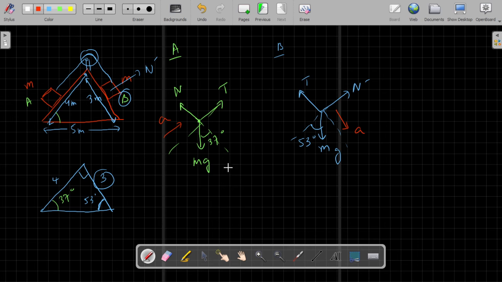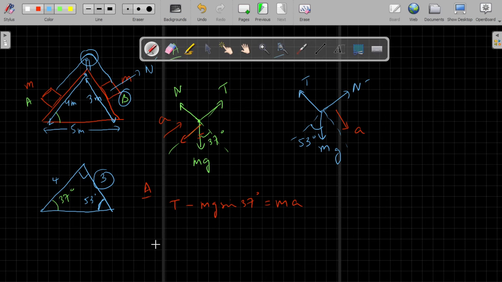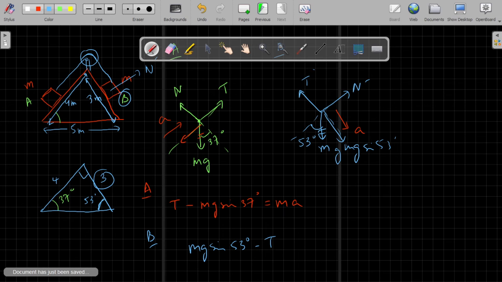So in this particular case, if I have to draw the equations, we draw the equation in the direction of acceleration. For A, tension minus the component of mg in this direction, which is mg sin 37 degrees, is equal to ma. For block B, the component of mg in this direction, mg sin 53 degrees, minus tension would be equal to ma in this direction.